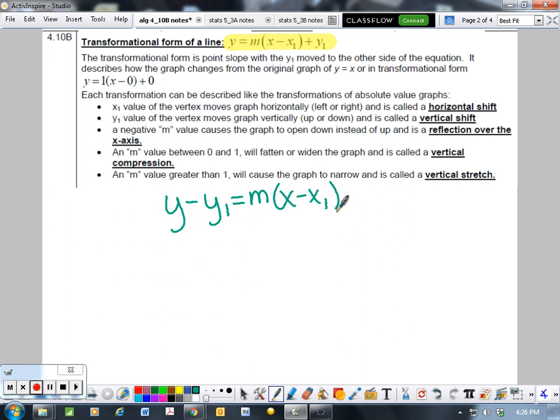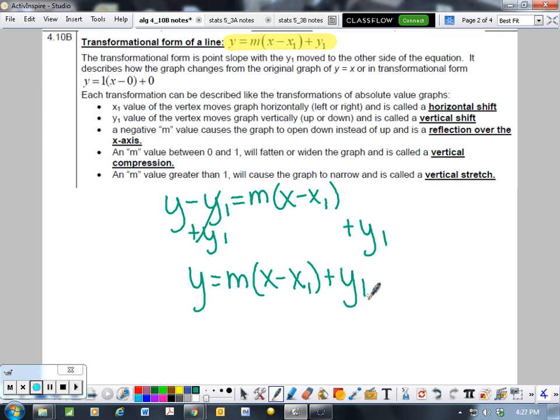But when we get to graphing these in a calculator, like your graphing calculator, we can't graph it in this form. So we can move this y1 over to the other side, and then all of a sudden we get this new equation, y equals m times (x minus x1) plus y1. And what's nice about this is it's in the same transformational form that our absolute value equation was.